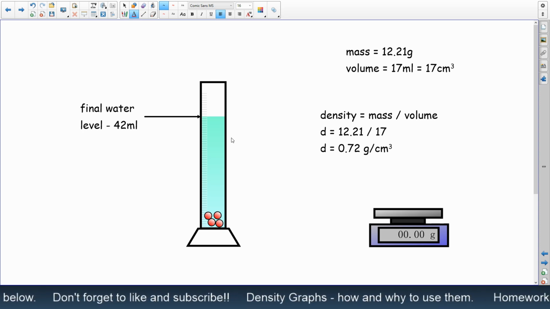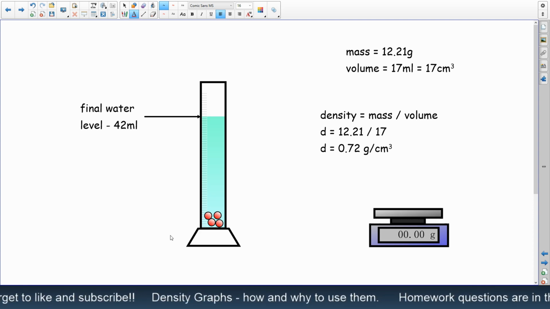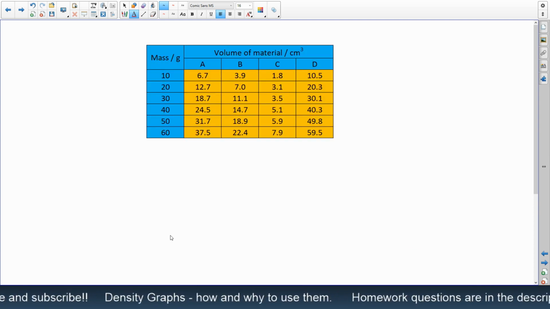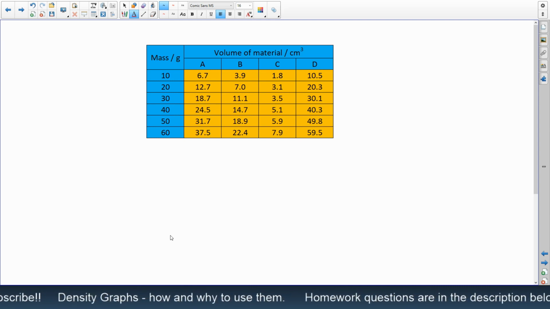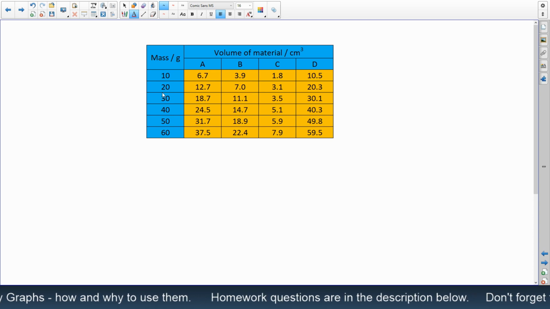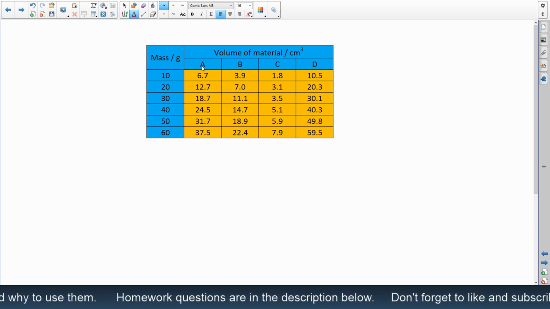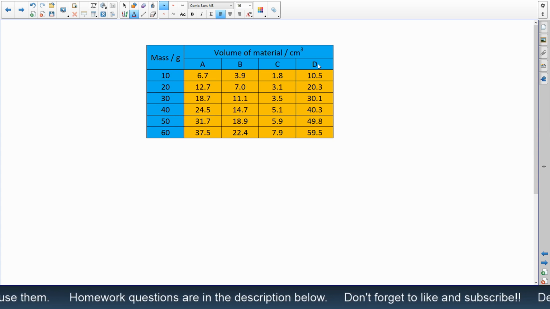And let's imagine that we did it not just for little red spheres, but maybe some blue spheres, green spheres, purple spheres. We could actually end up with a table of results that looks a little bit like this. We controlled our mass, so we have 10 grams, 20 grams, 30 grams, 40 grams, 50 grams, and 60 grams of 4 materials, A, B, C, and D.